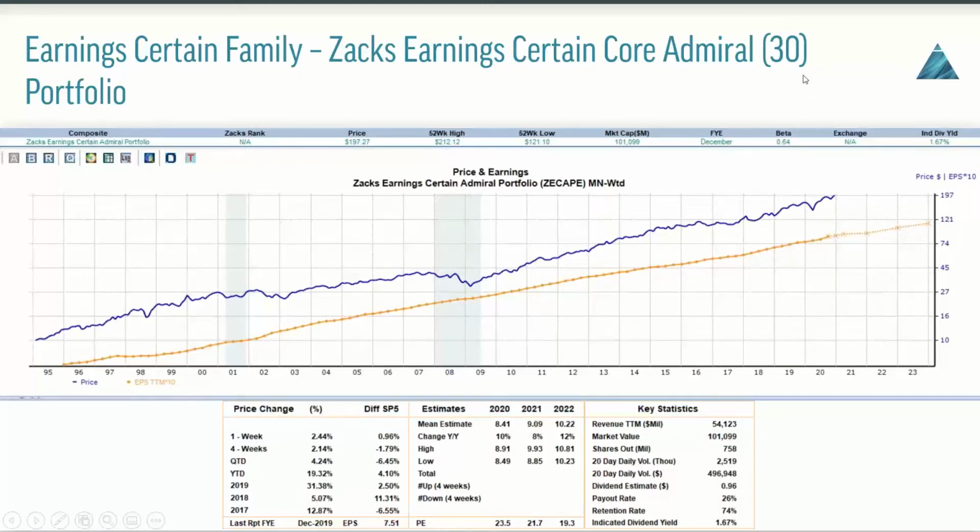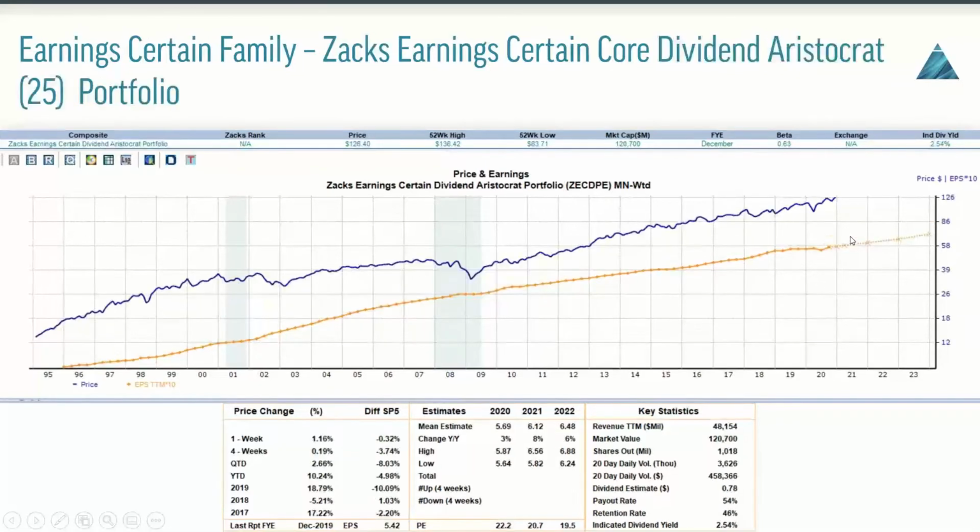Okay. The Admiral 30 stock portfolio is the ideal core portfolio for a multitude of reasons we'll get into here in just a minute. The Zacks Earnings Certain Core Dividend Aristocrat portfolio. This is 25 of the highest yielding companies out of the core 75 portfolio. And you can see that it does mirror that same earnings certain 75 characteristic of just a slight dip, and then we revert back to trend. Okay. A little less growth oriented of a portfolio, as you would imagine, because we've got a higher yield.